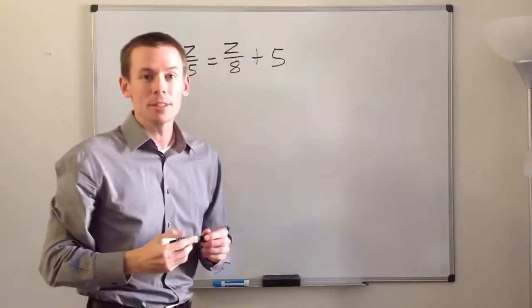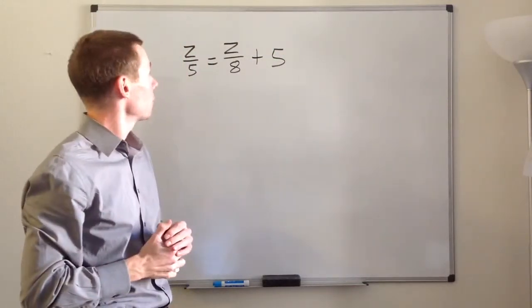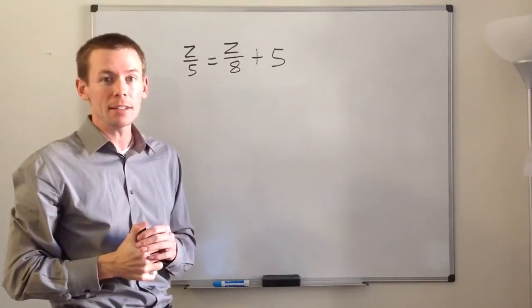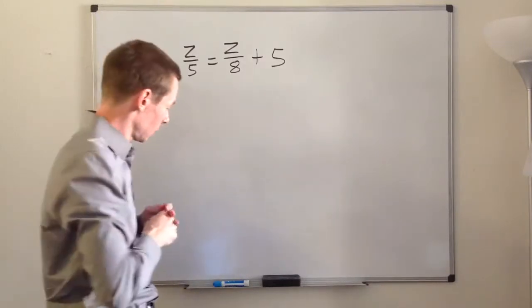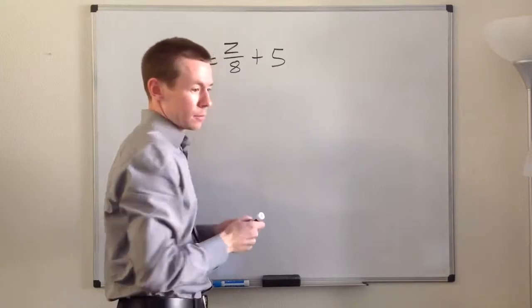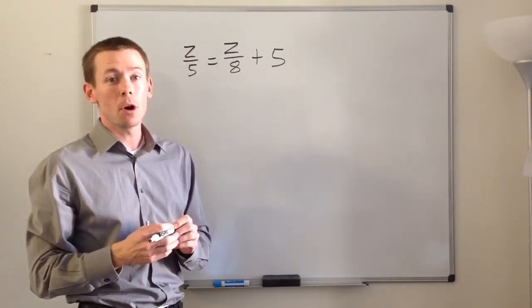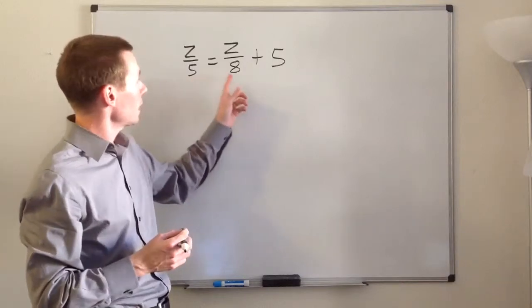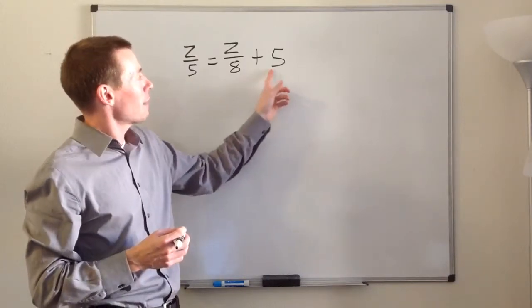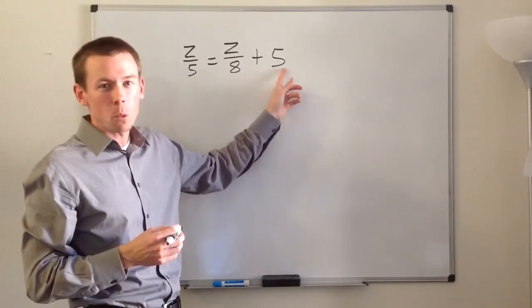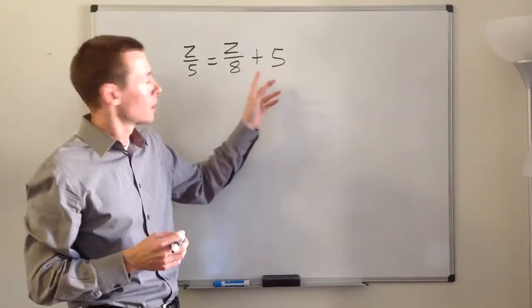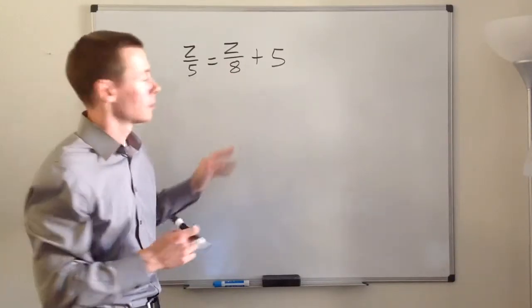So what we have is z over 5 equals z over 8 plus 5. Okay? Right. So what we want to do is look for the lowest common multiple of 5, 8, and this 5 is really over 1, but the 1's not going to come into play. So it's really 5 and 8.